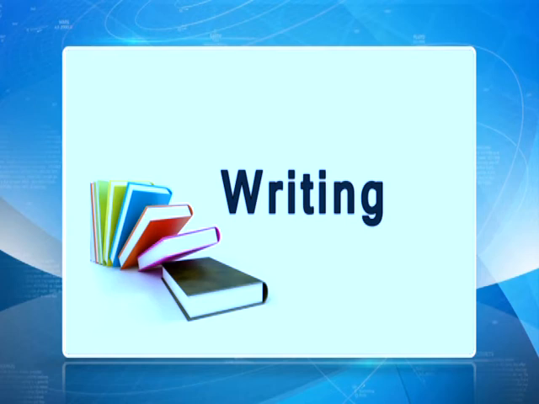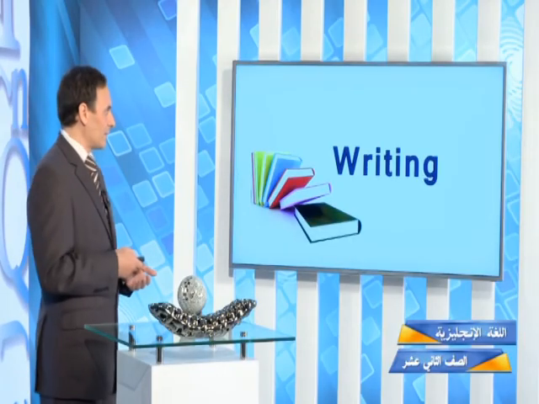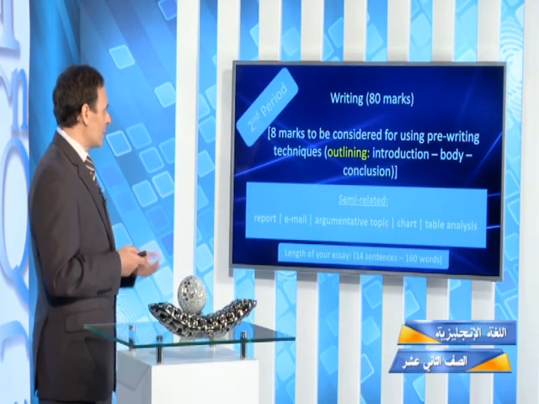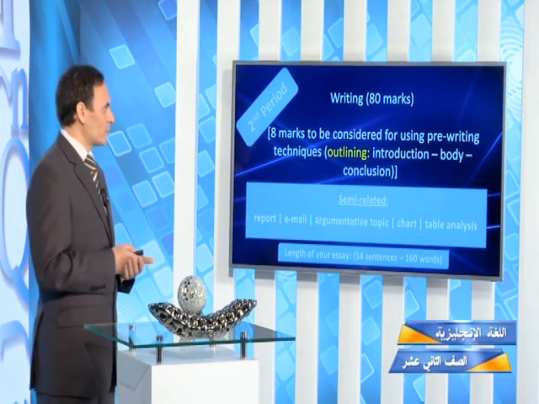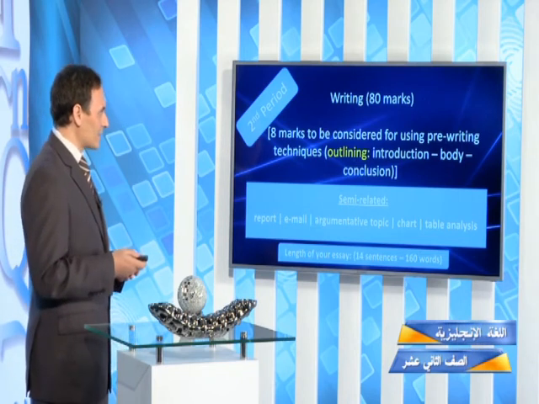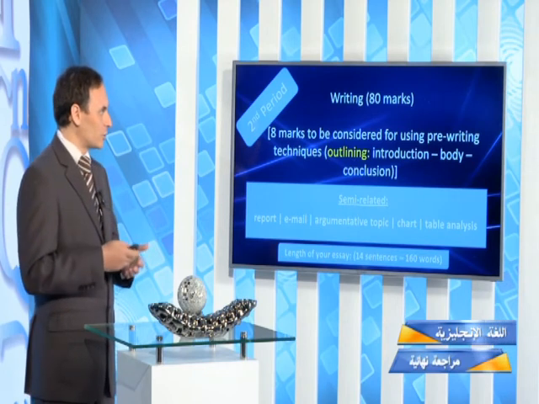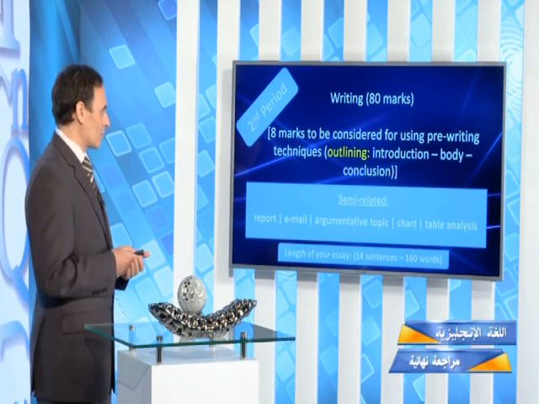Writing section is section number 5 of the exam, and it will be marked out of 4 points. Remember that 8 marks are to be considered for using pre-writing techniques, and by pre-writing techniques we mean outlining. You should start with an introduction, a body, and then a conclusion.